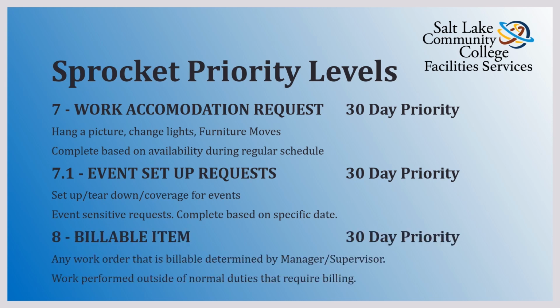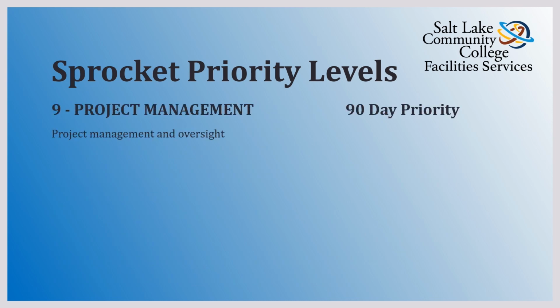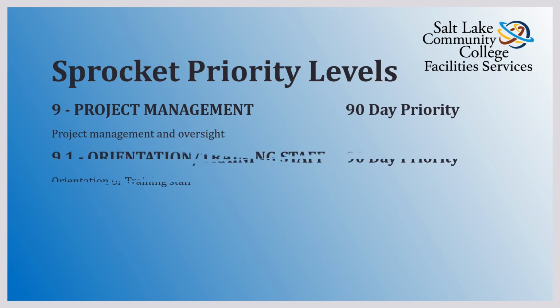Priority 8. Billable item. Any work order that is billable as determined by your manager or supervisor falls into this category and should be completed within 30 days. Priority 9. Project management. This involves project management and oversight, to be completed within 90 days. Priority 9.1. Orientation, training staff. These tasks are related to orientation or staff training and should be completed within 90 days.